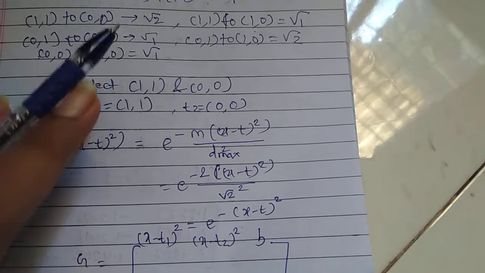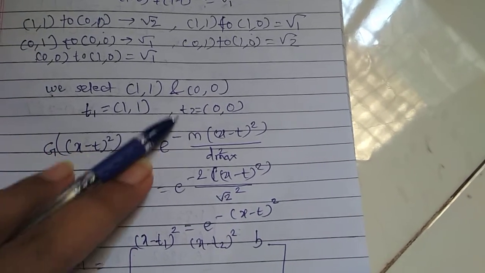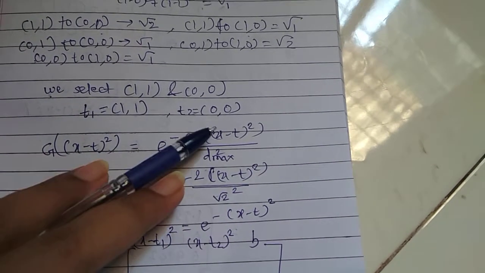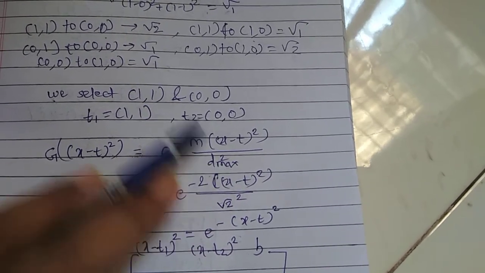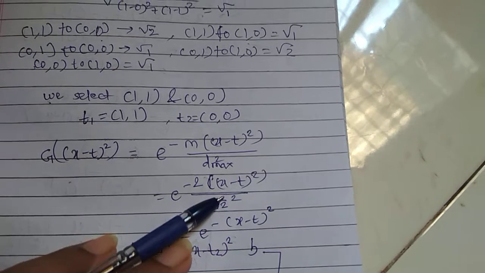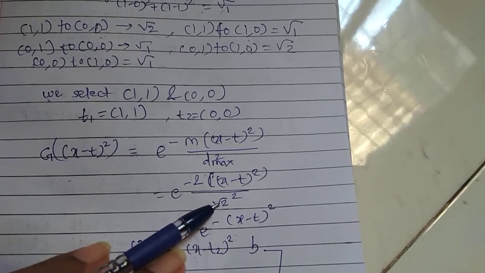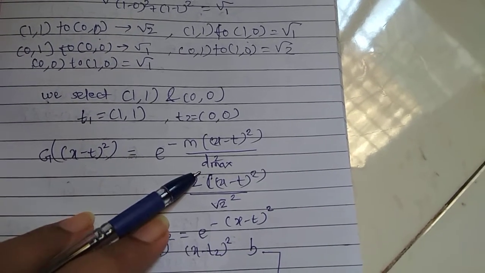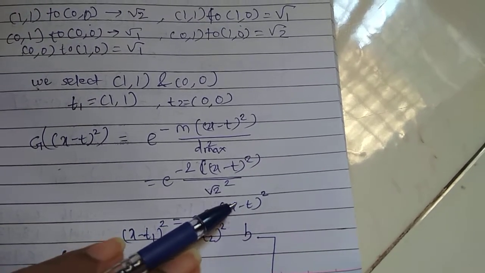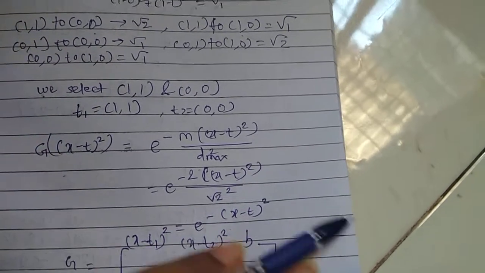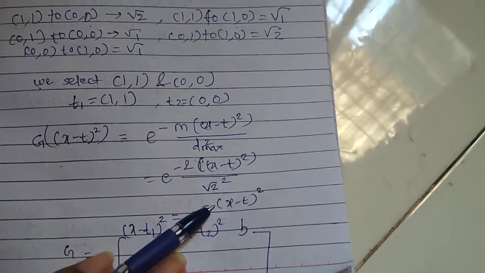For XOR we require 2 inputs. So we have selected 2 centers, so m is 2. X is input, T is selected center, divided by D max. The Euclidean distance is square root of 2, so square root of 2 square is 2. So this 2 and this 2 get cancelled, and what remains? E raised to minus of x minus t square. Now using this we calculate the values.